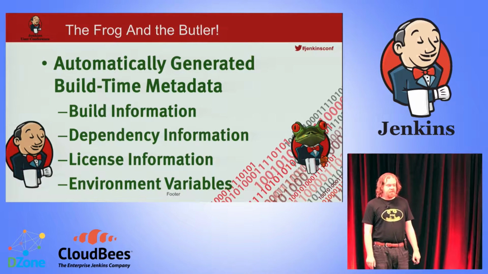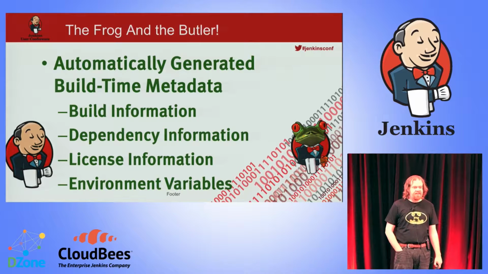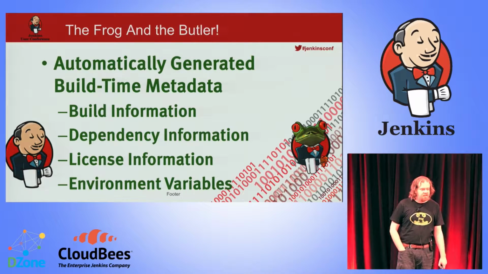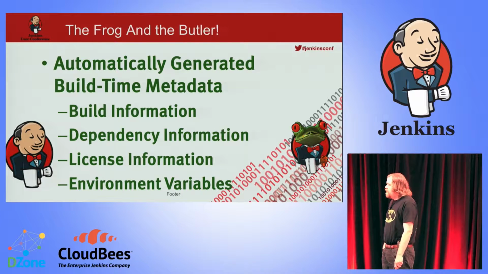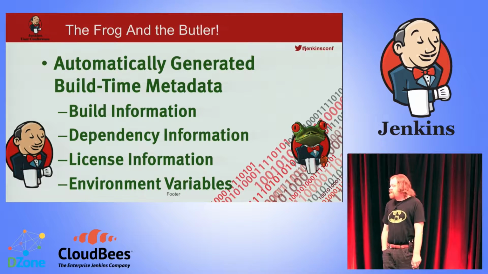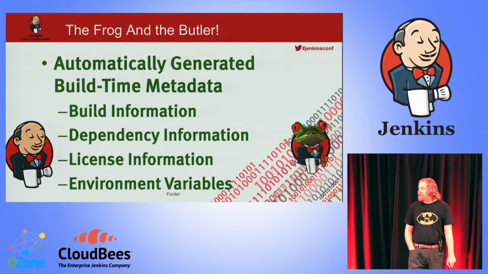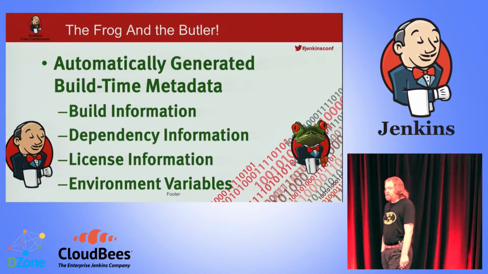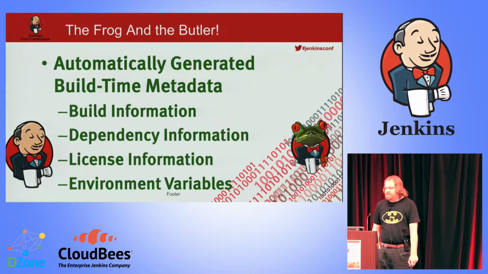And in fact, it's also still network close because the default location is the same as the location for DEVcloud in US East 1. And the other big thing, once you have the two products working together, is you can get the automatically generated build time metadata with the build information, dependency information, license information, environment variables.